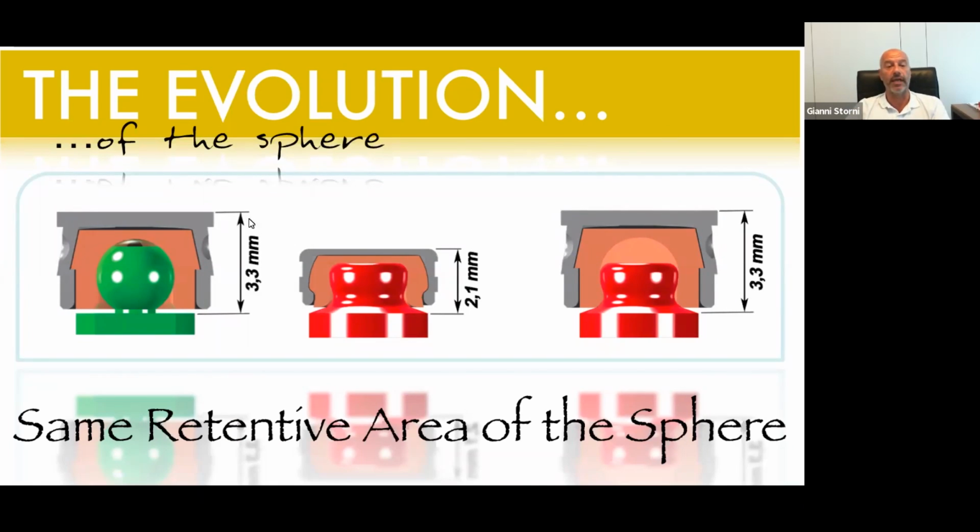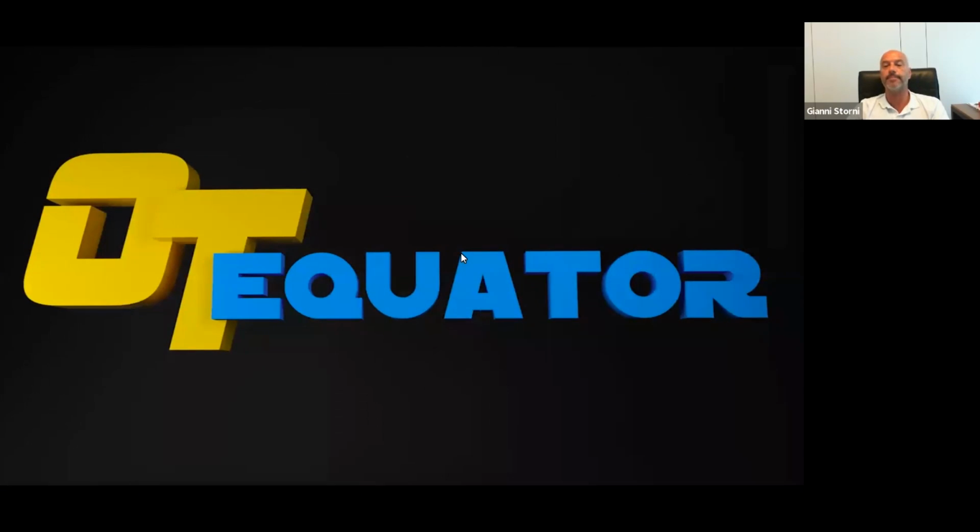So you can see that the ball is our older design. We use the Equator to shut down the height. So we save a lot of vertical design, 2.1 millimeter compared to 3.3. So much aesthetic at the end.